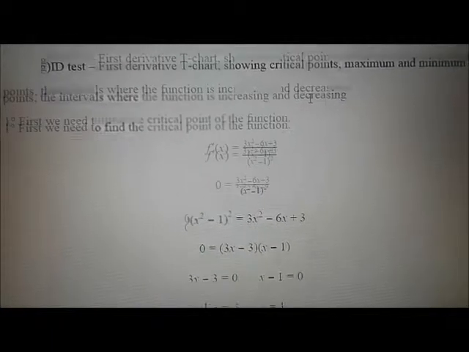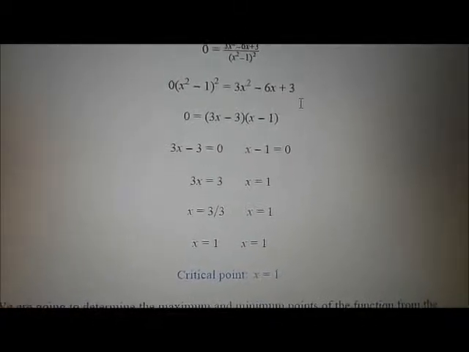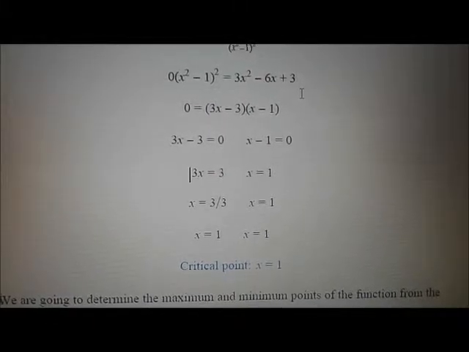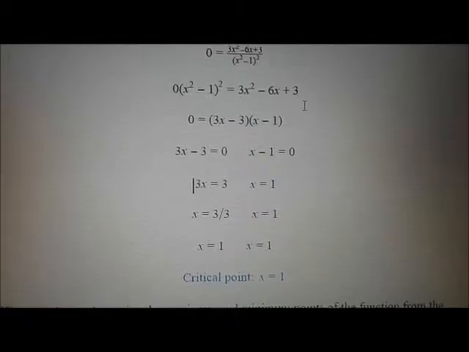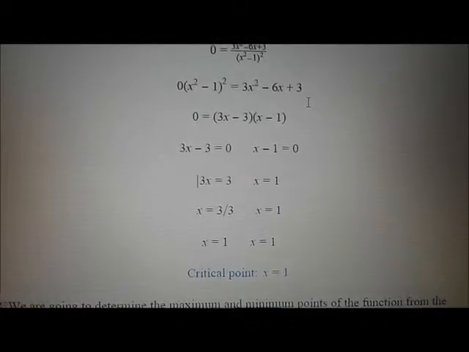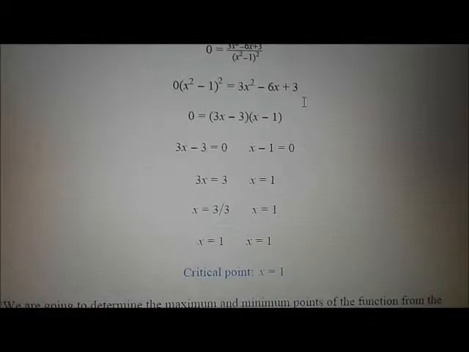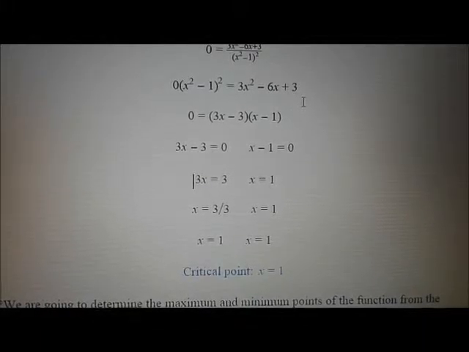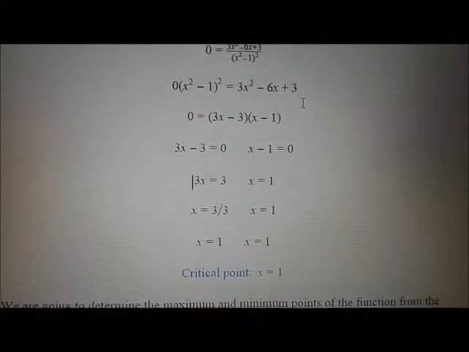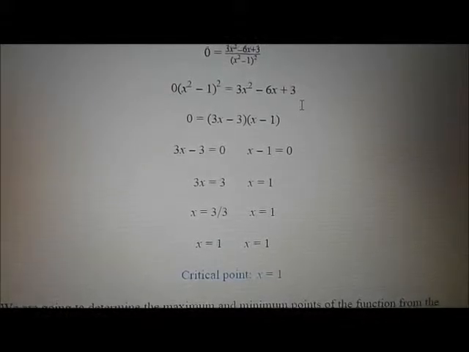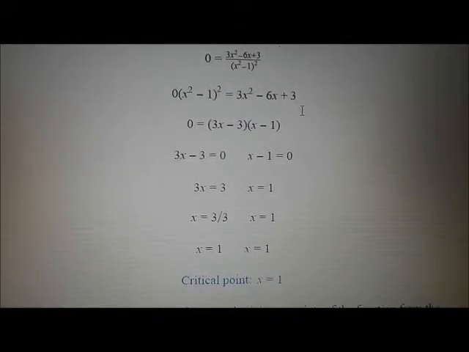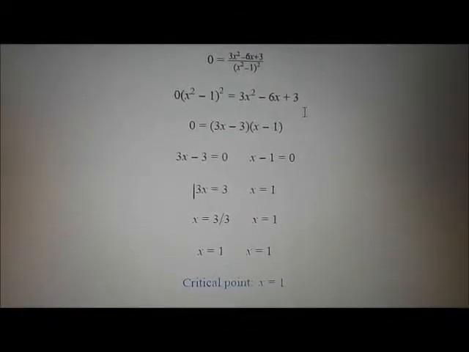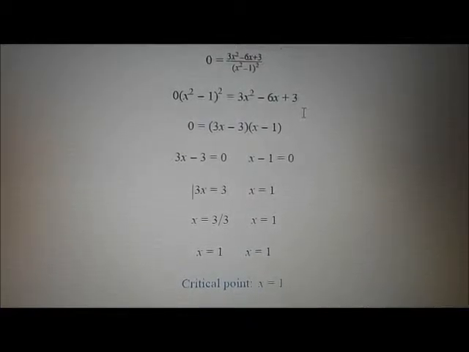So to find the critical points, we need to solve for x in the two terms. 3x minus 3 is equal to 0 and x minus 1 is equal to 0. Minus 3 is passed to plus 3 and minus 1 is passed to plus 1. 3x is equal to 3 and x is equal to 3 divided by 3, and x is equal to 1. So both give x equal to 1. So the critical point is x equals 1.